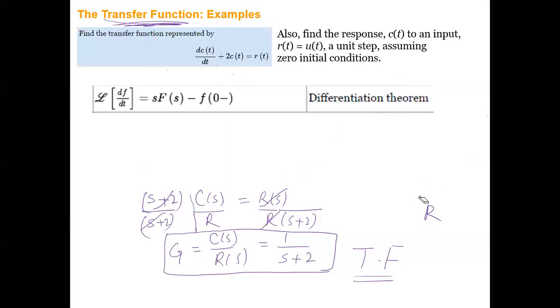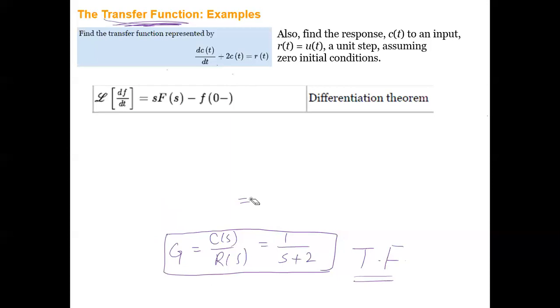So LJ, can I erase everything now? Oh yeah, you're good. So all right, now let's do the next part here. My transfer function is, let me write this down up here.